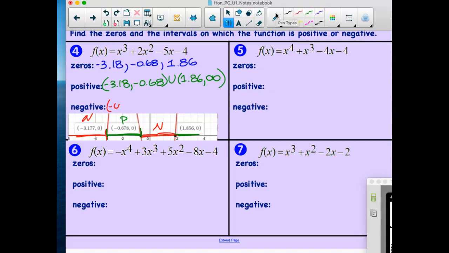First negative interval goes from negative infinity to negative 3.18. Second negative interval will go from negative 0.68, sorry, to 1.86. There we go. Okay, so those would be my two there.